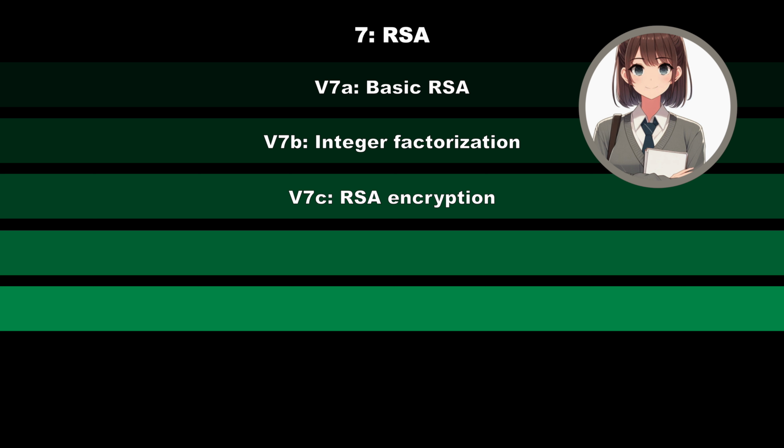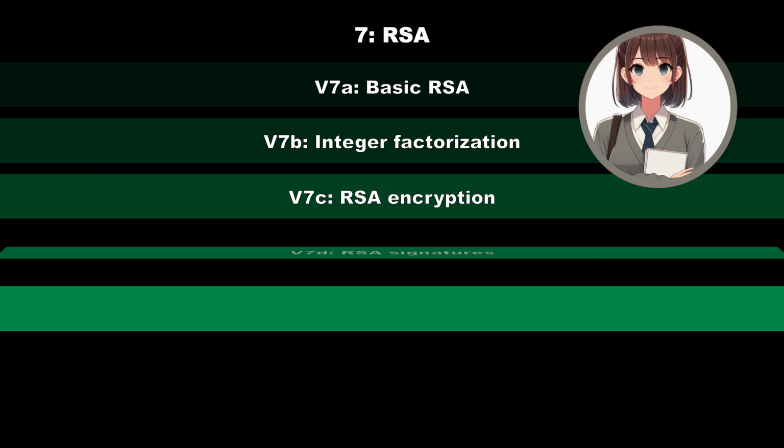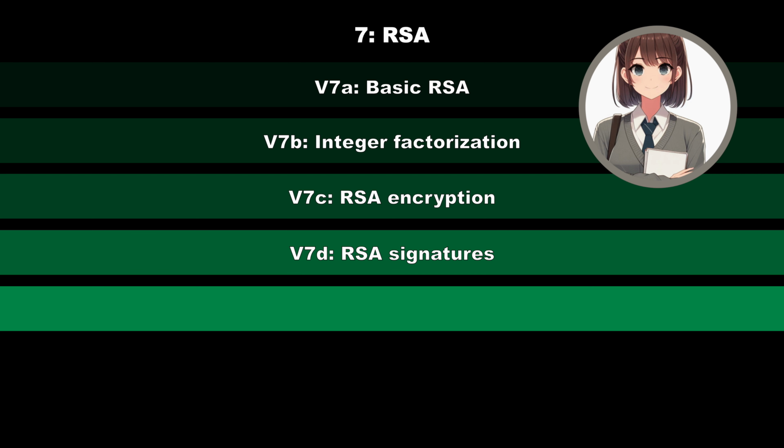V7c is about RSA encryption. We'll define what it means for a public key encryption scheme to be secure, and we'll present RSA OAEP, a variant of the basic RSA encryption scheme that satisfies our security definition. We'll also present the RSA key encapsulation mechanism, RSA KEM. We'll study the RSA signature scheme in more detail in V7d. And lastly, video V7e will be a case study on a standardized RSA signature scheme, PKCS number 1, version 1.5, RSA signatures.